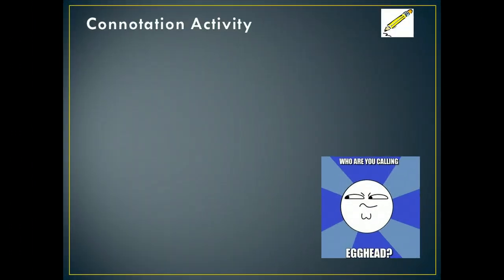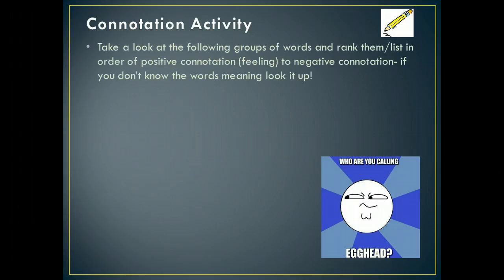So I'm going to give you a little activity to do here. You're going to look at a group of words, and rank or list them in order of positive connotation or positive feeling to negative connotation or negative feeling. List the first one that's more neutral or positive and go upwards from there to the word you think is the worst of the grouping. And if you don't know the meaning of the word, then you're obviously going to need to look it up.